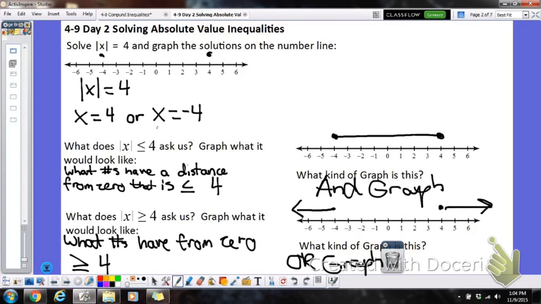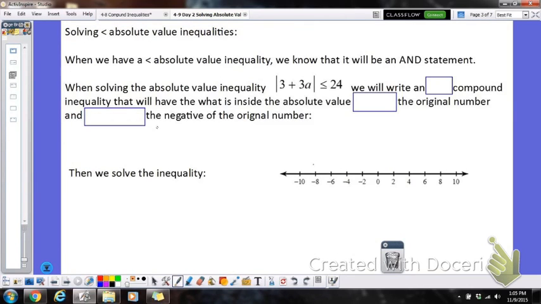So what we just found out, ladies and gentlemen, is that if we have an absolute value inequality and it's a less than inequality, we know that it will produce an AND graph. And if we're talking about a greater than absolute value inequality, it will produce an OR graph. So with all that in mind, we're going to talk about solving some absolute value inequalities, and we're going to start by solving the less than absolute value inequalities.